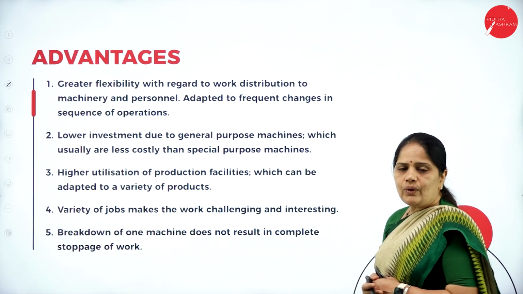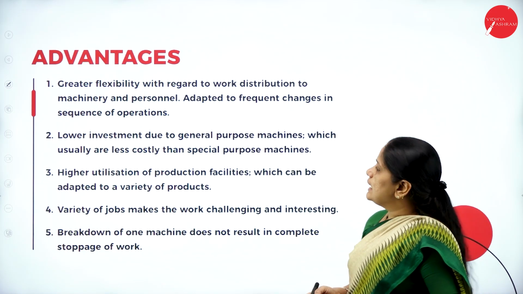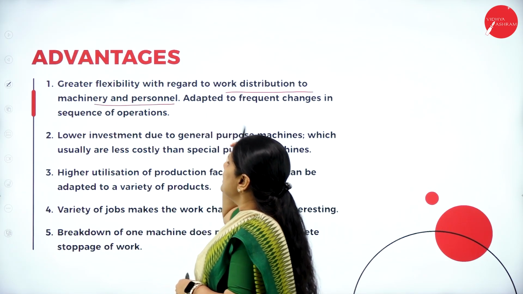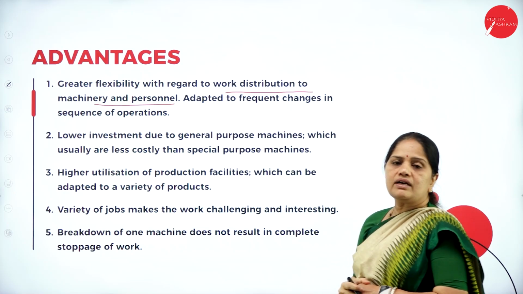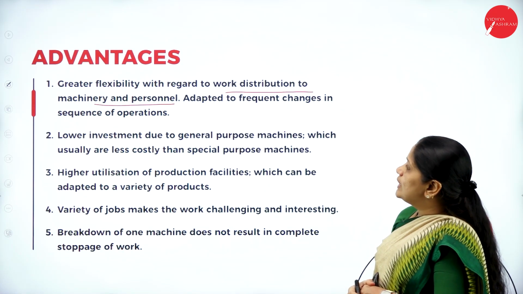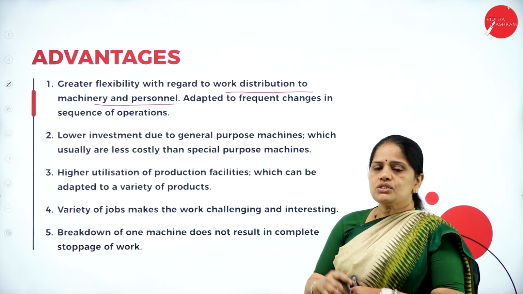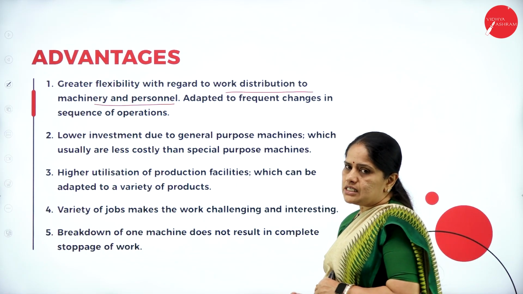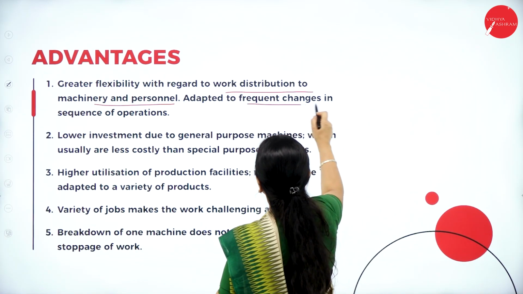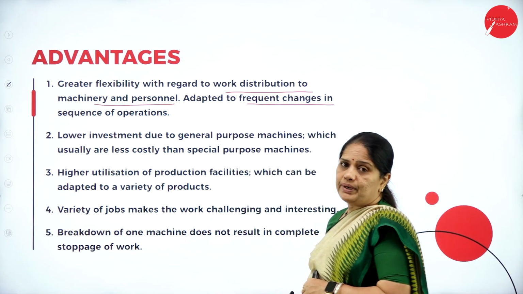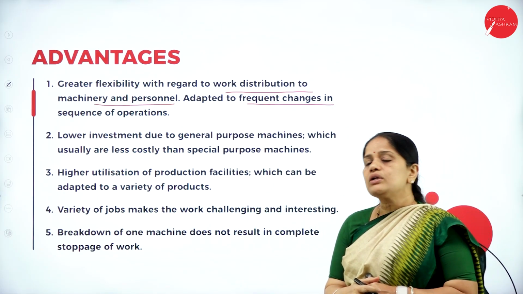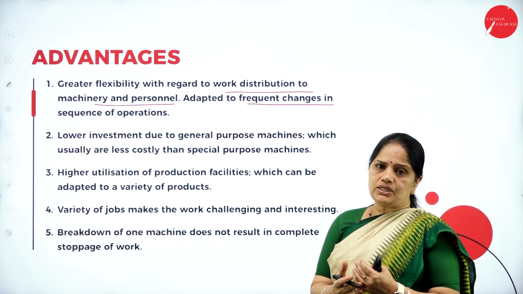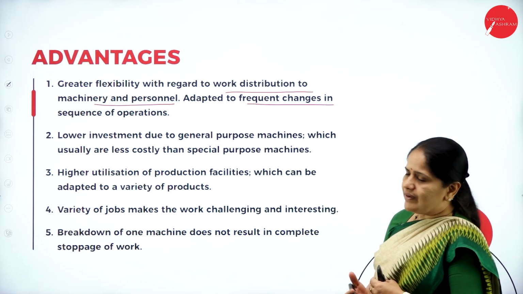Then what are the advantages of this kind of process layout? Greater flexibility with regard to work distribution to machinery and personnel. So there will be a lot of greater flexibility here with regard to work distribution to machinery and personnel. Personnel also have to be there, machinery also have to be there. So there will be greater distribution of work here, and it is adapted to frequent changes in the sequence of operation. So this kind of process layout will be utilized where there will be a frequent change in the process of production. So for that, it will be very, very helpful.